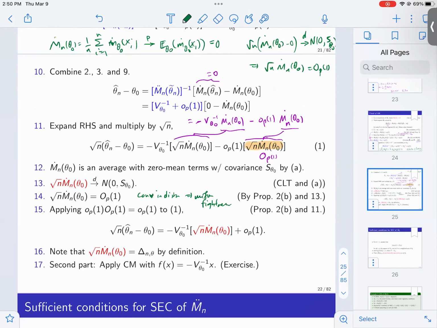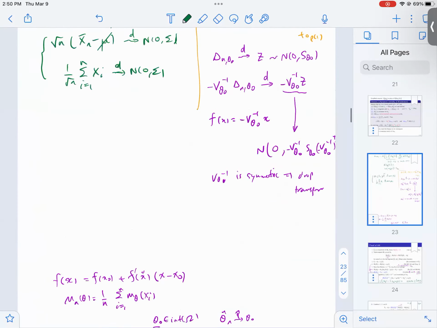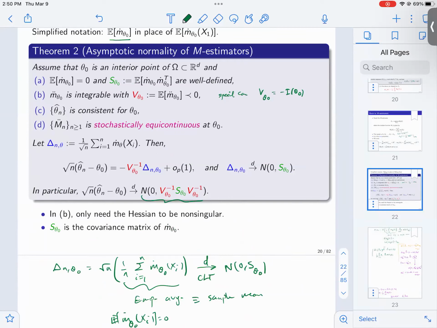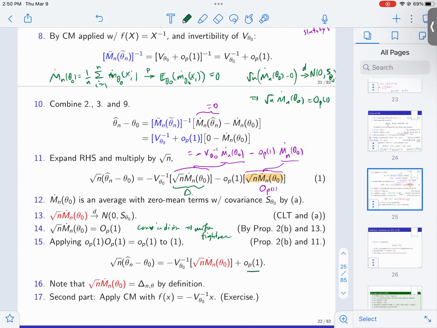The product is little o_p(1), so I can replace this with little o_p(1). This part we actually already showed. To be honest, if you look at this, this thing is really root n times M_n dot at theta naught, M_n and theta naught is really this quantity, exactly the way that we defined it. This really is nothing but delta_n at theta naught.